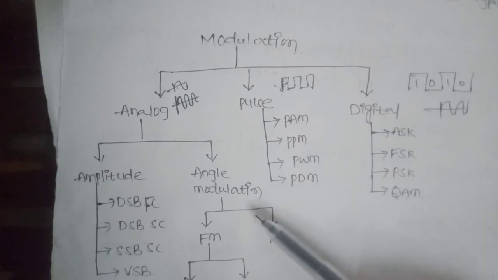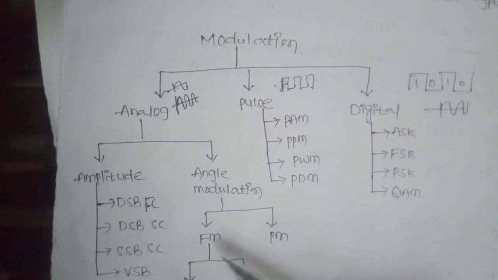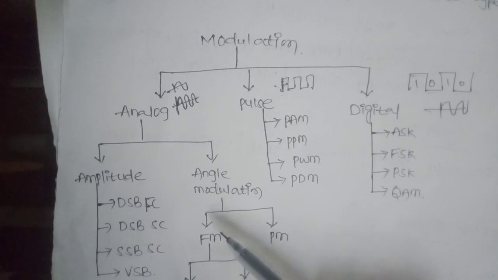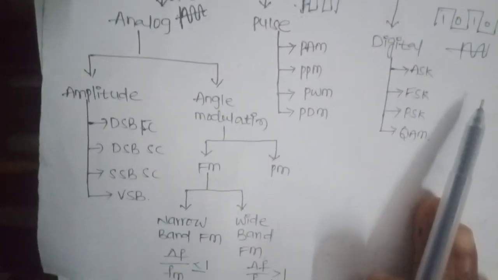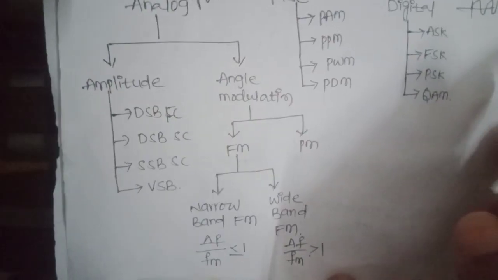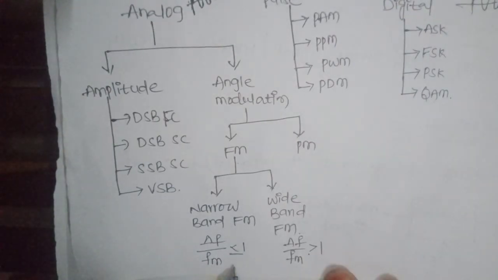Next, coming to angle modulation. Angle modulation is also classified into two types: frequency modulation and phase modulation. In frequency modulation, the frequency of the carrier signal varies with respect to the message signal frequency. The phase and amplitude of the carrier both remain constant. This is also classified into two types based on the modulation index. If modulation index beta is less than or equal to 1, it is narrow band frequency modulation. If beta is greater than 1, it is wide band frequency modulation.